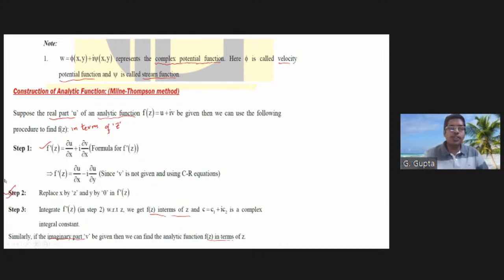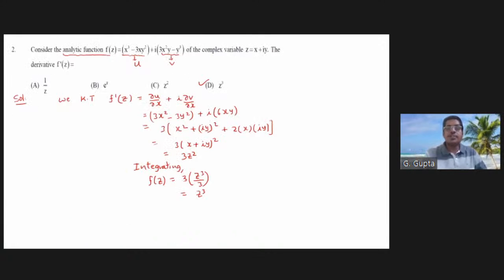In the previous problem, we considered f dash z directly, because f of z was given as u plus iv. In the previous, that is the second example, u and v were both given. That's why I considered it like this. If only one of these is given, then this is the procedure: replacing x by z and y by 0. For example, in this, if I put x as z and y as 0, we get 3z square. Got it or not? That is the Milne-Thomson method.